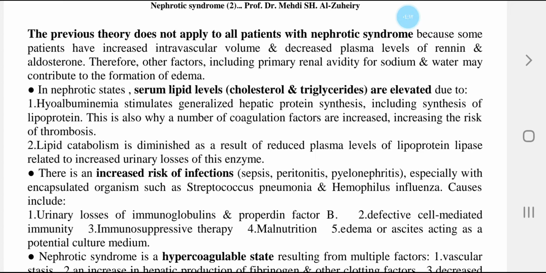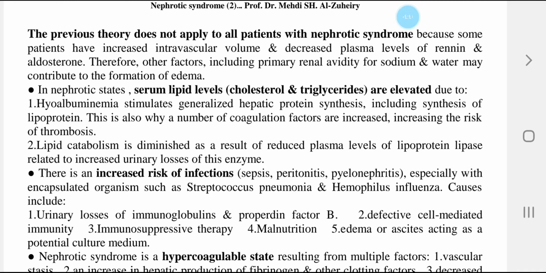In the nephrotic state, serum lipid levels, cholesterol and triglycerides, are elevated because, first, hypoalbuminemia stimulates generalized hepatic protein synthesis, including synthesis of lipoprotein. This is also why a number of coagulation factors are increased, raising the risk of thrombosis. Second, lipid catabolism is diminished as a result of reduced plasma level of lipoprotein lipase related to increased urinary losses of this enzyme.